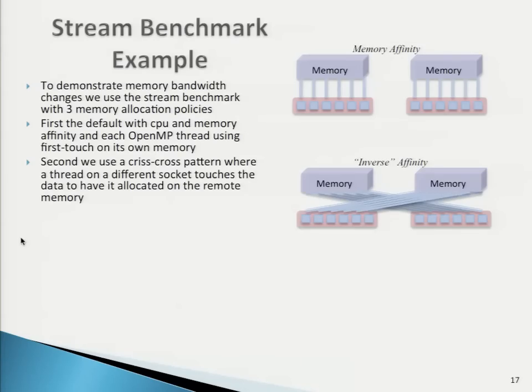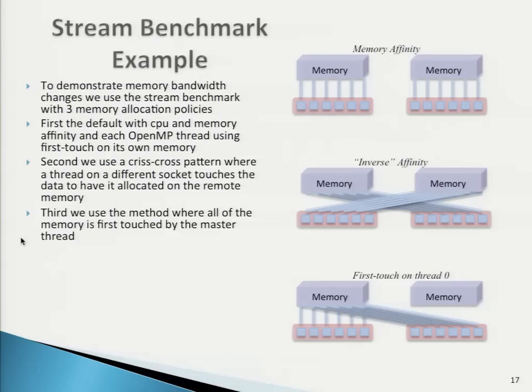The second is what we might think of as a worst case scenario. We set up the initialization phase so that all the wrong threads touch all the wrong data when they initialize it. So this thread is always going to be accessing memory that's stored in another NUMA domain. All these threads will access this NUMA domain, and all these threads will access this NUMA domain.